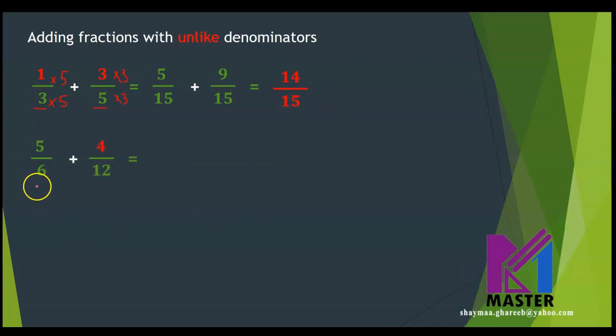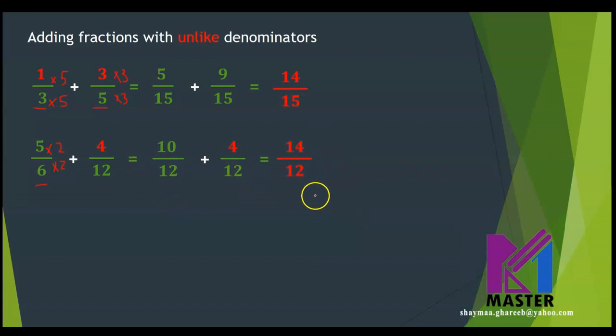I have here 5 over 6 and 4 over 12. So denominators must be the same. The least common multiple between 6 and 12 is 12. And I can change this 6 to be 12, so I will multiply by 2 up and down. Then the new fraction will be 5 times 2 equals 10 over 12, plus 4 over 12, which is 14 over 12.